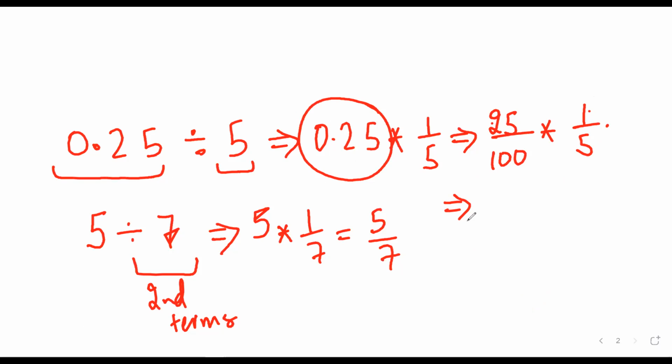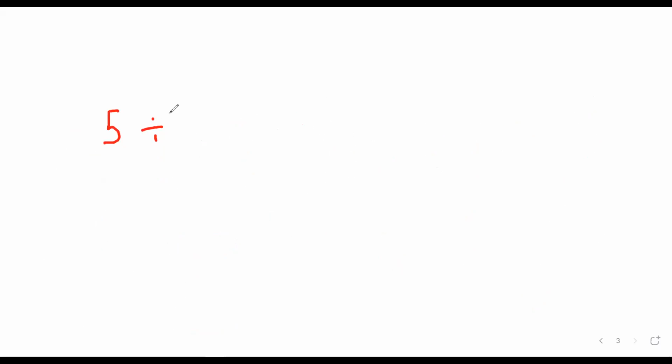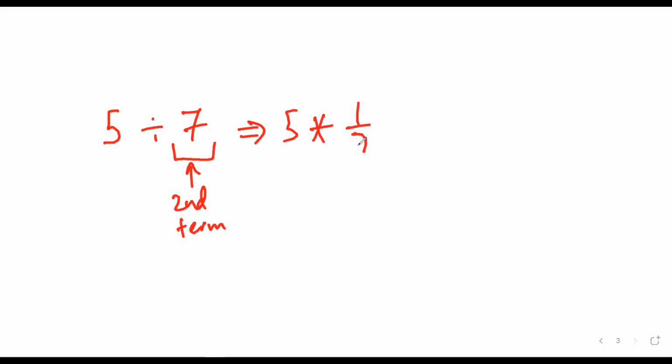So the simple rule that we need to follow for division is, whenever you have 5 divided by 7, you write this as 5, divide is replaced by multiply. You take the reciprocal of the second term, and you write this as 5 into 1 upon 7, which is equal to 5 upon 7. So this is the first step that we discuss about division.